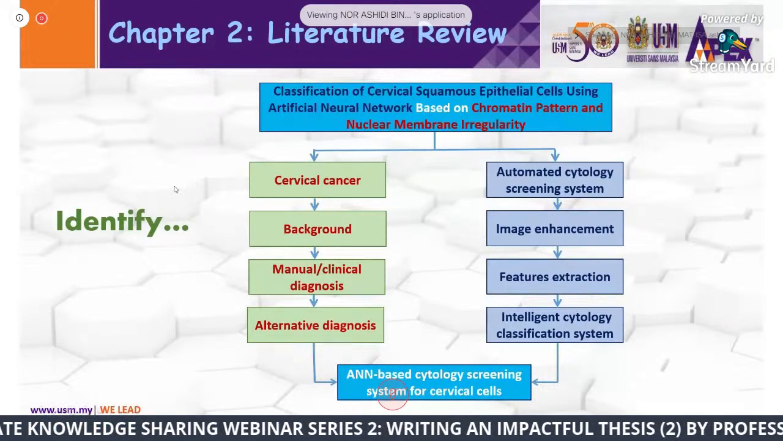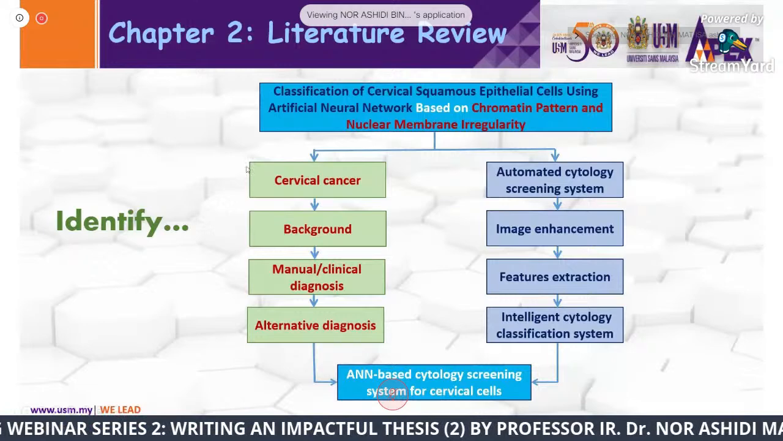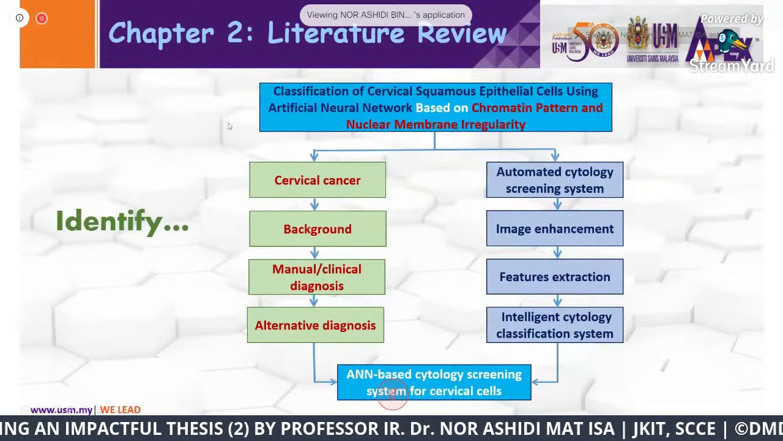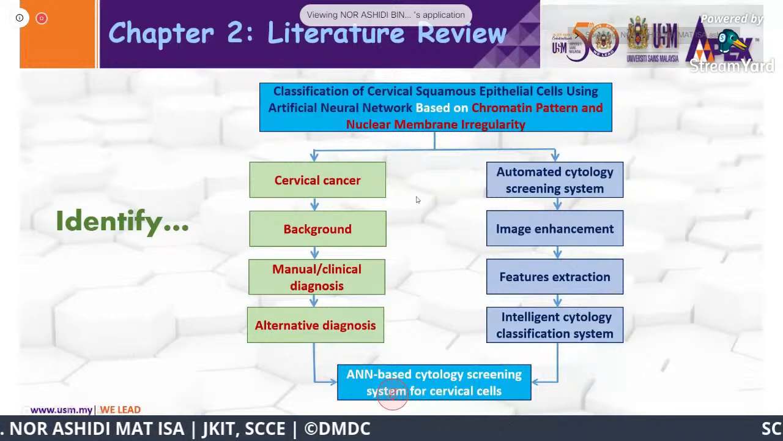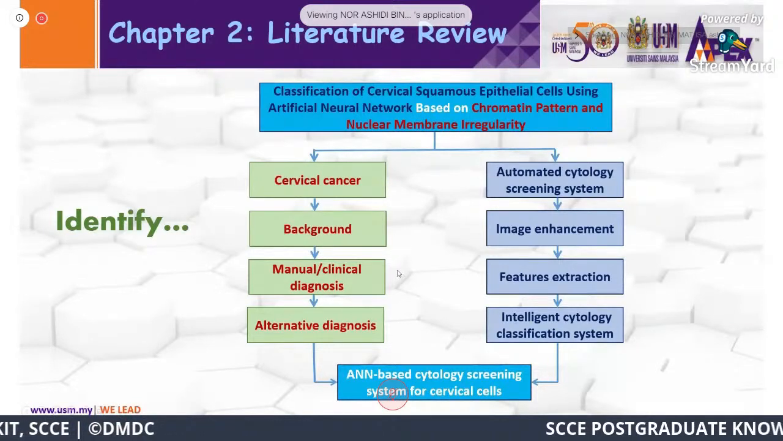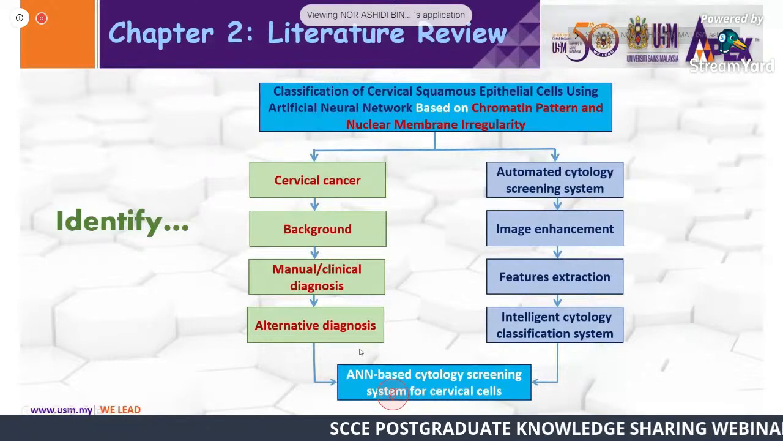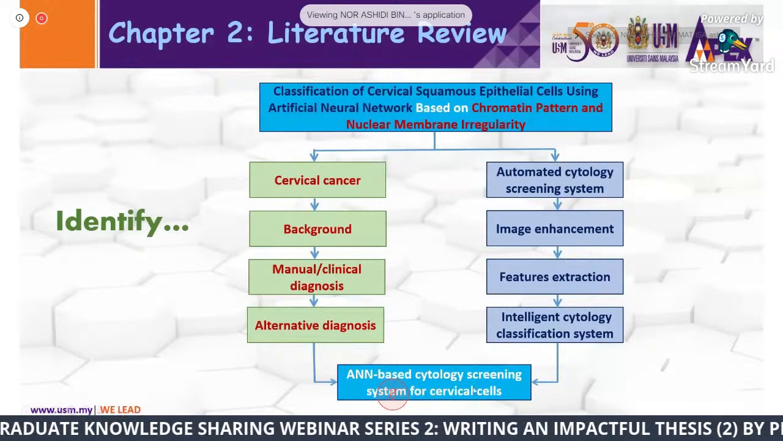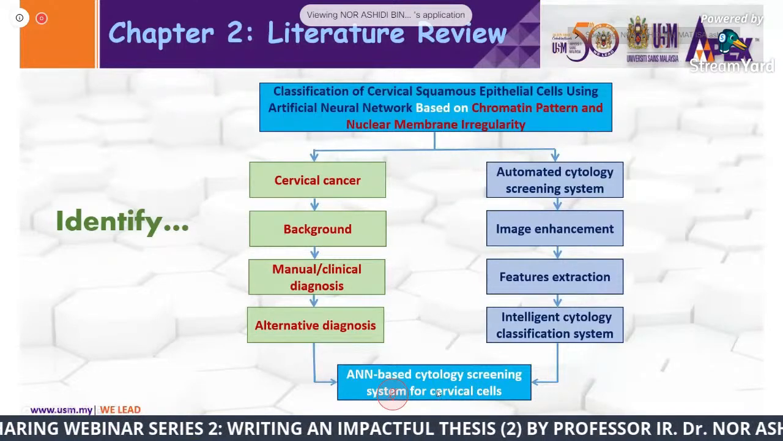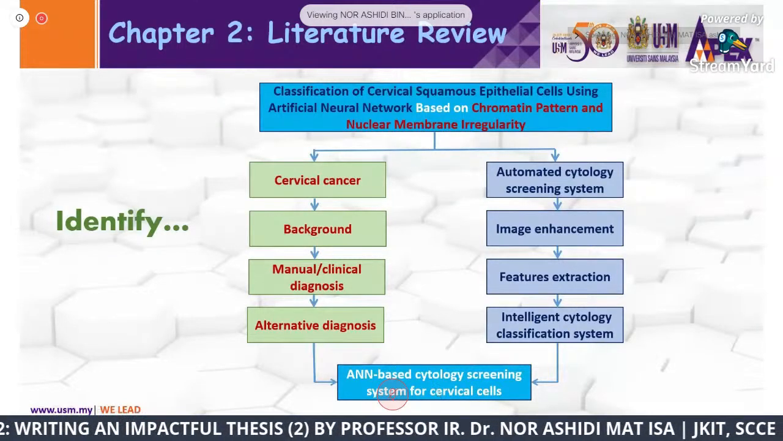The first thing is you need to identify the topic you want to focus on, and you must start with the general one, and then at the end you focus on the specific in each area. Then you combine them together to become very specific. So this is actually your specific area.